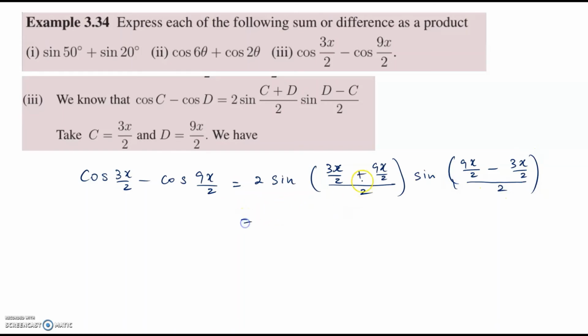So this is equal to 12 by 2, which will be 6x. So 2 times sine(6x by 2), which would be 3x, into sine, here we have 6x by 2, which would be 3. So that would be 3x by 2.